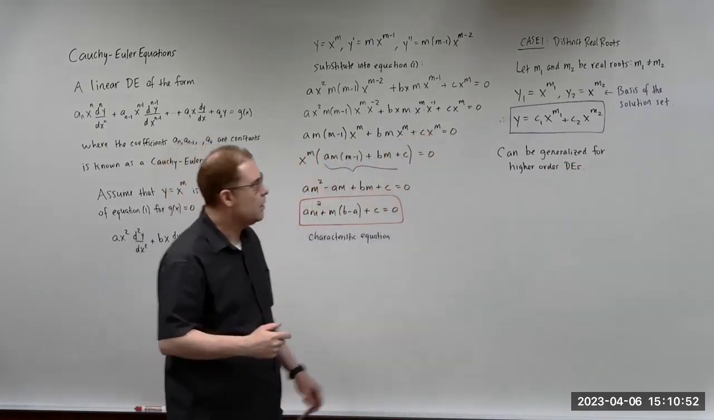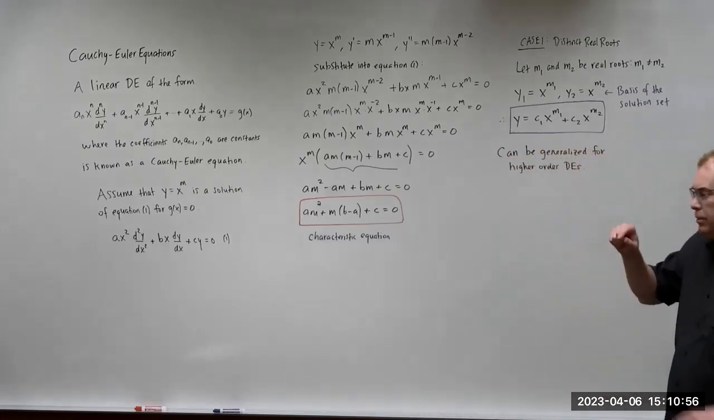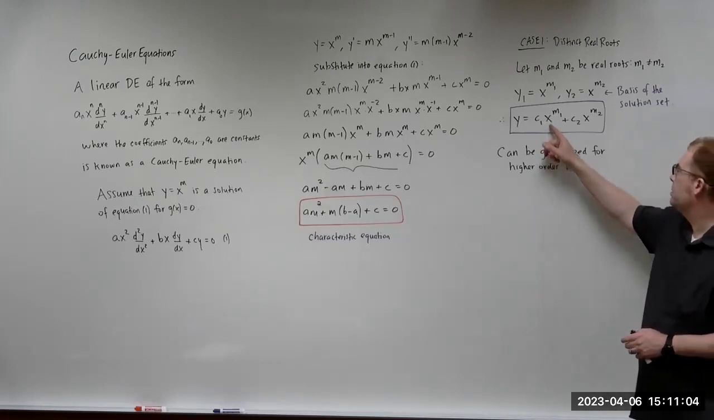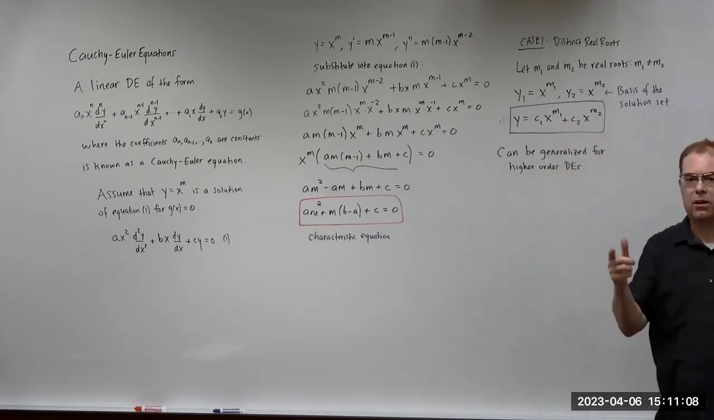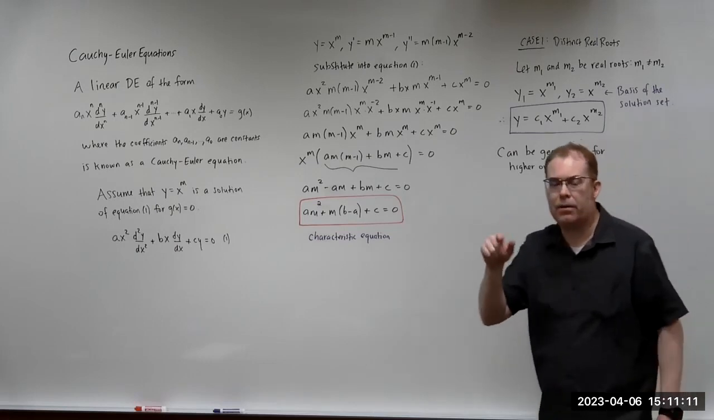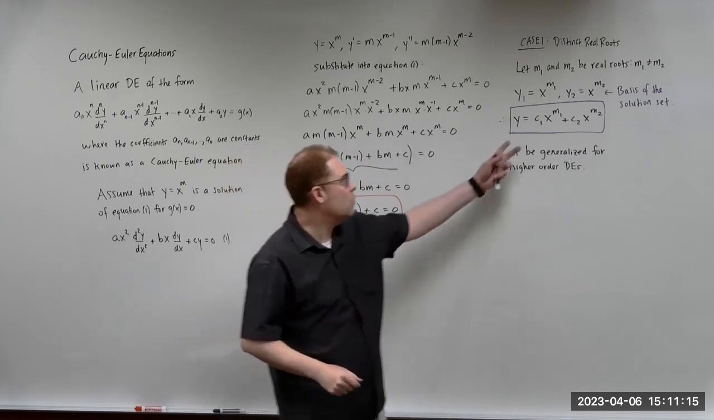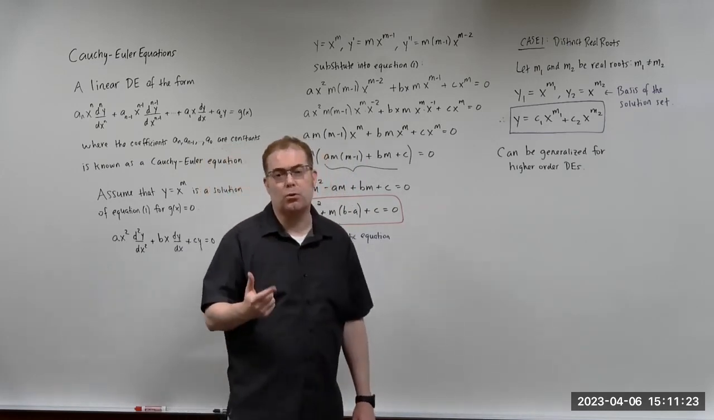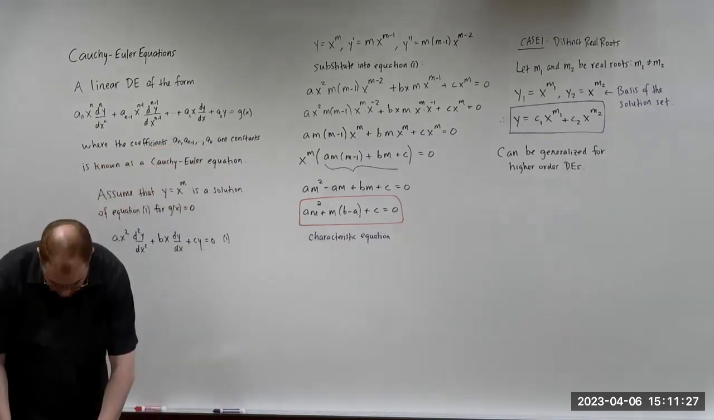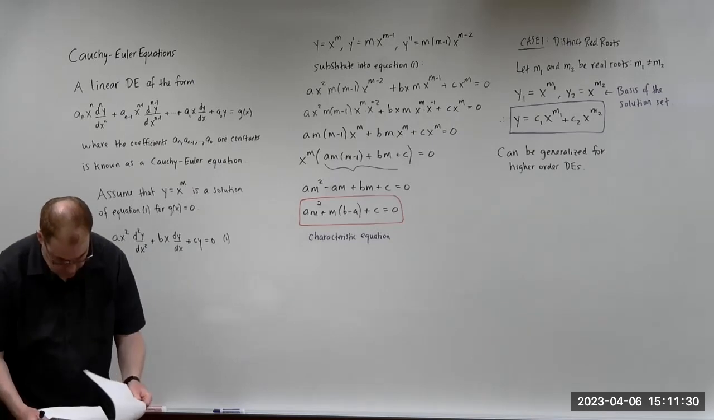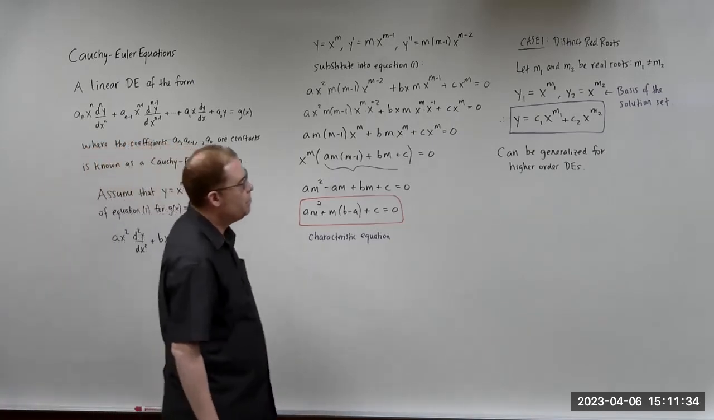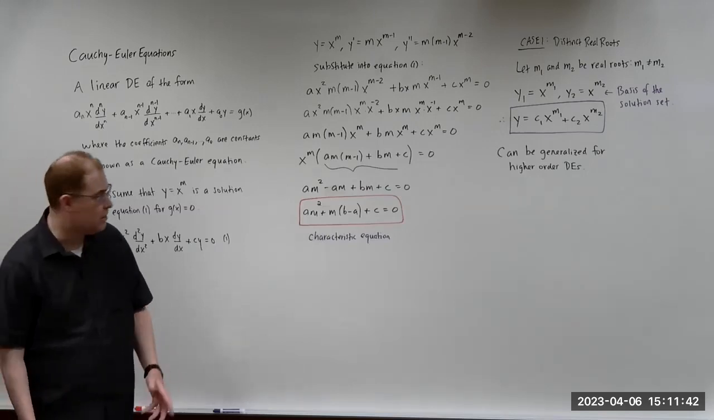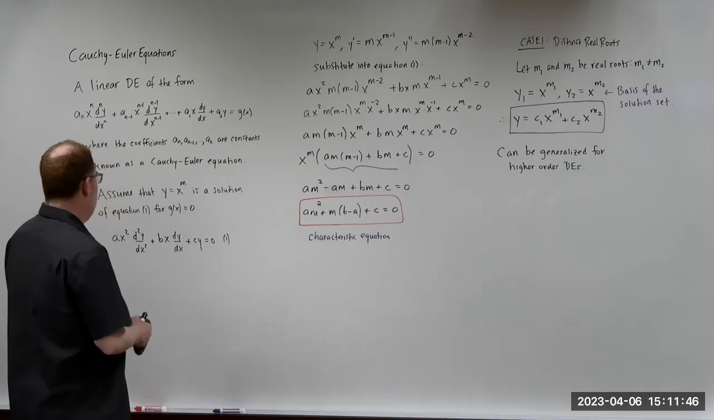So for each distinct root, it would have its own term. If you have three distinct roots, it would be C1 times x to the m1 plus C2 times x to the m2 plus another constant, let's say C3 times x to the power m3. So for each distinct root, it has its own term, very similar to homogeneous differential equations with constant coefficients. So let's look at what happens for repeated roots. But first I want to go through an example of this, and then we'll look at the second case. All right, let's do that example here.